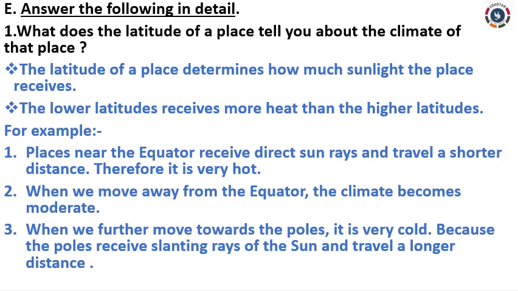When we move away from the equator, the climate becomes moderate. When we further move towards the poles, it is very cold because the poles receive slanting rays of the sun and travel a longer distance.